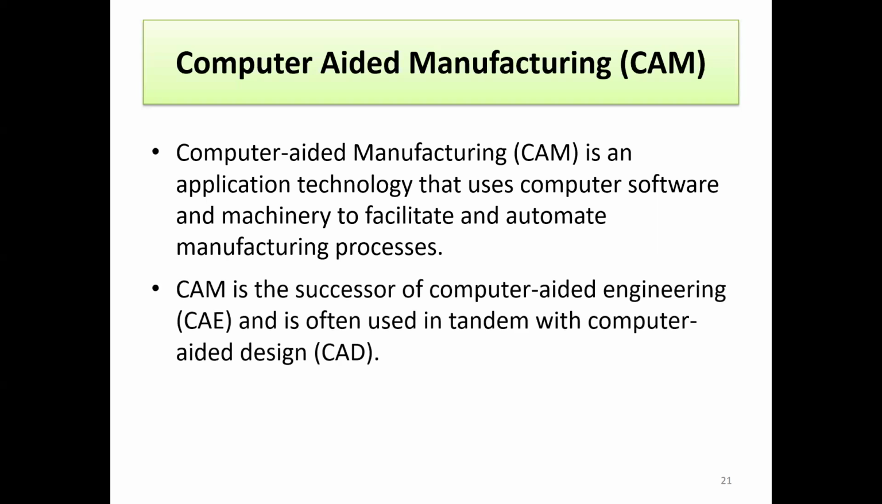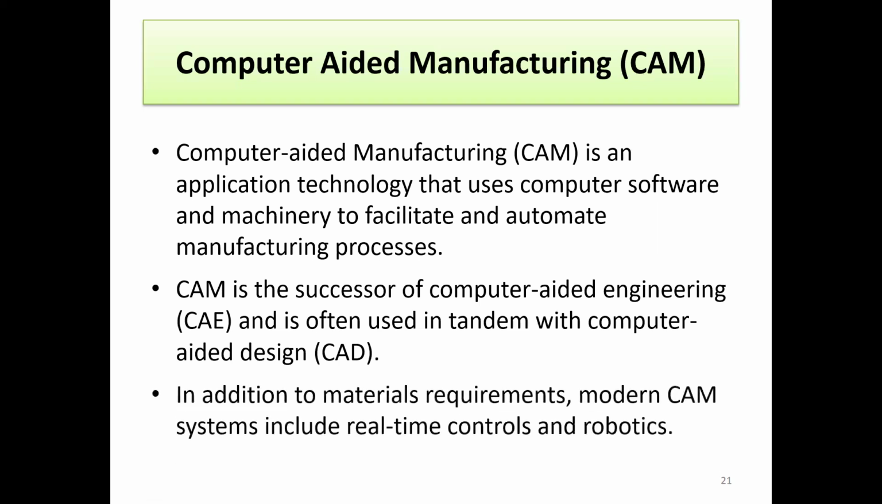CAM is the successor of computer-aided engineering, that is CAE, and is often used in tandem with computer-aided design, CAD. As I explained earlier also, CAD designs the product and generates the document, the diagram and the flow. Then we apply it here using the CAM. We actually manufacture it now. In addition to materials requirements, modern CAM systems include real-time controls and even robotics. Even robots we can use in CAM today. Up to that level, in smart factories and manufacturing technologies, today we have developed these systems using the technology.